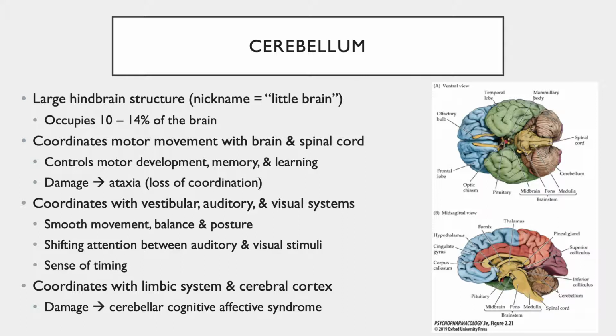Similarly, it helps with a sense of timing. In its coordination with the limbic system and cerebral cortex, it facilitates higher order functions that have only more recently been determined. While this is still under investigation, the cerebellum does seem to have involvement in certain cognitive and affective abilities. Damage to the cerebellum can result in what is known as cerebellar cognitive affective syndrome, which sheds light on the important functions of the cerebellum in terms of cognitive and affective abilities.